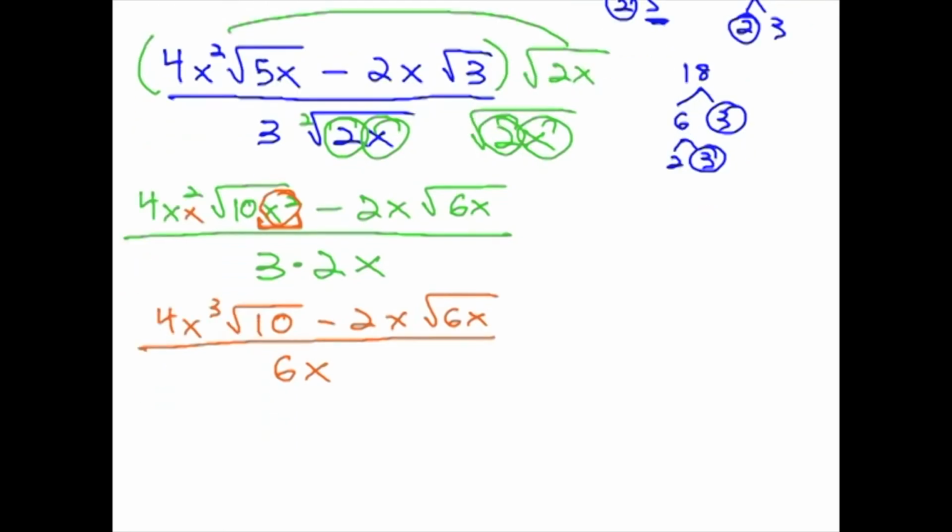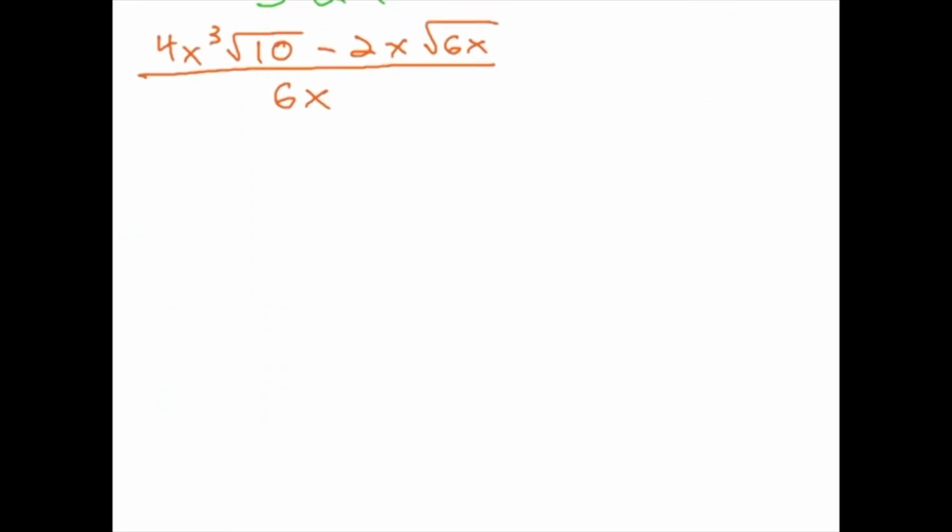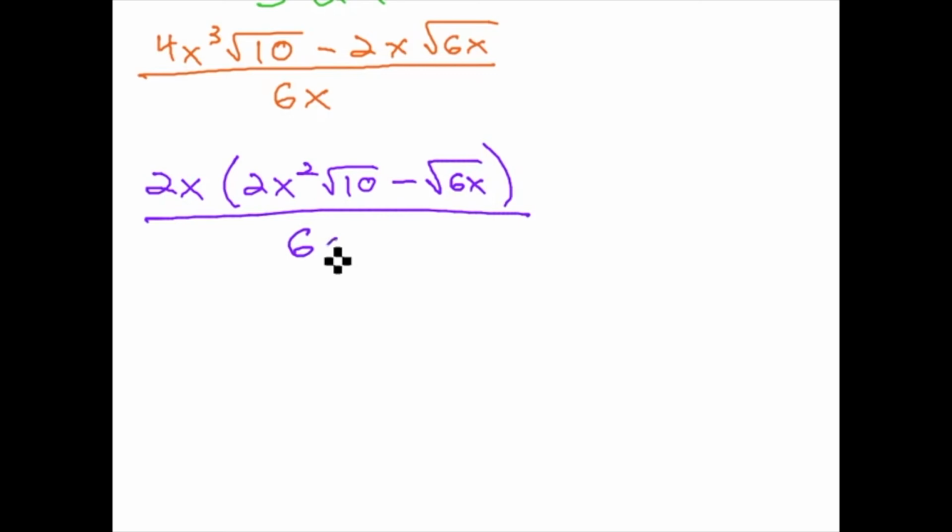We're not done yet, though, because we can still simplify that fraction by reducing. However, before we reduce, remember it's important we factor first. We can only reduce factors. So in the numerator, you'll see there's a greatest common factor of 2x. Leaving behind 2x squared root 10 minus the square root of 6x all over 6x.